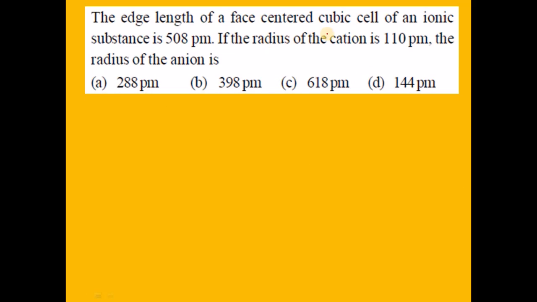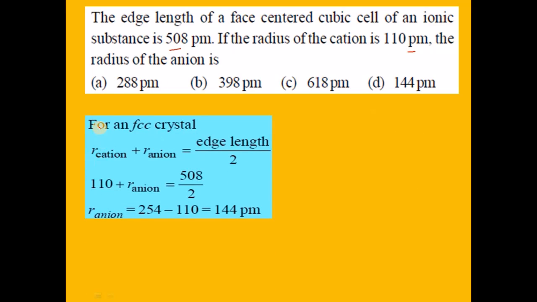Next question. The edge length of a face centered cubic cell of an ionic substance is 508 picometers. If the radius of the cation is 110 picometers, then the radius of the anion is? See here, we have a face center crystal, so the radius of the anion is equal to the edge length by 2. The radius of the cation given in the problem is 110, and the radius of the anion we don't know. So the radius of the anion equals the edge length 508 by 2. After simplification, the radius of the anion we got is 144 picometers. So D is the right option for it.